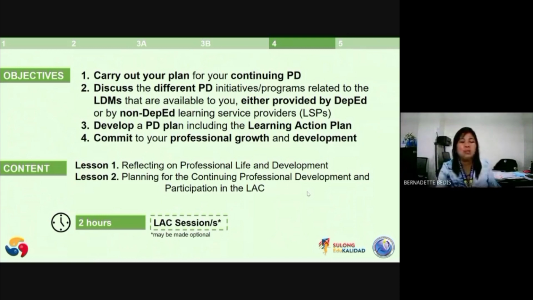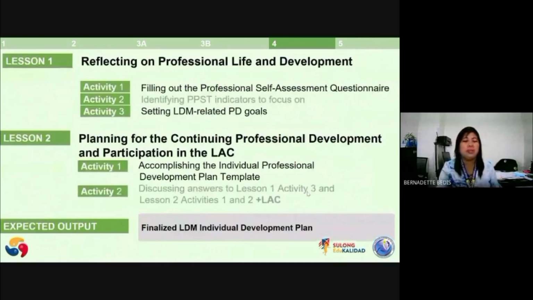The content of the Module 4 are the following. Lesson 1, reflecting on professional life and development. Lesson 2, planning for the continuing professional development and participation in the LAC. The LAC duration will last for 2 hours. So let's proceed to the lesson 1, reflecting on professional life and development.